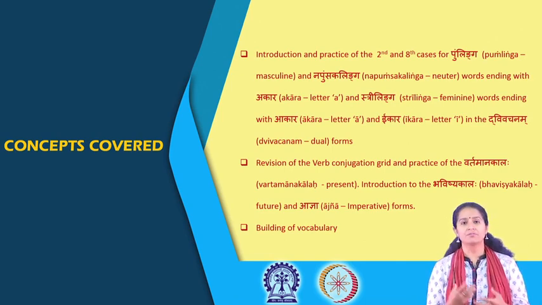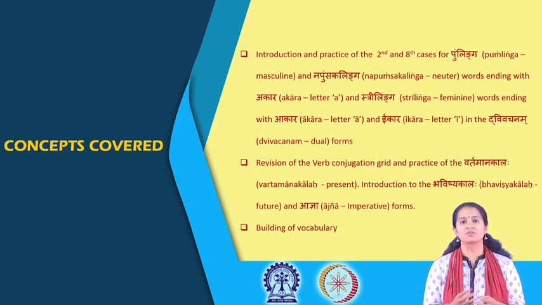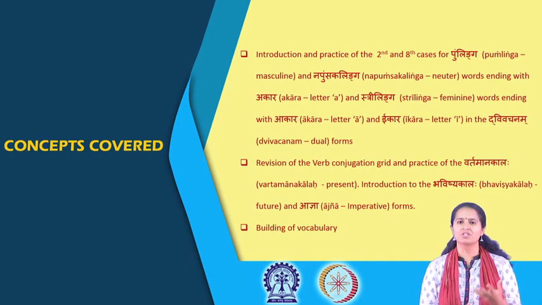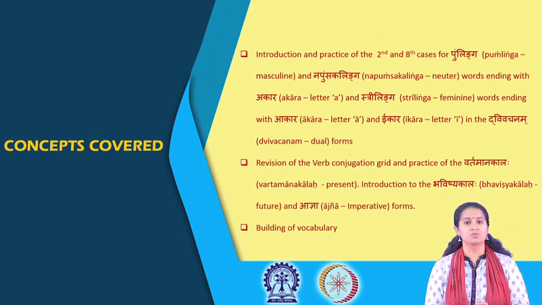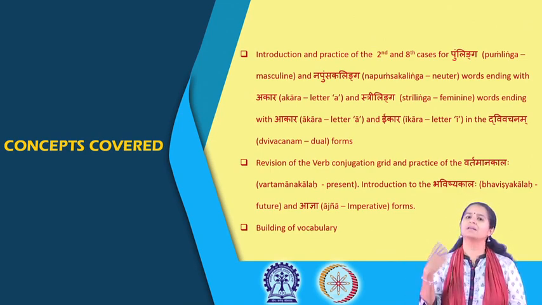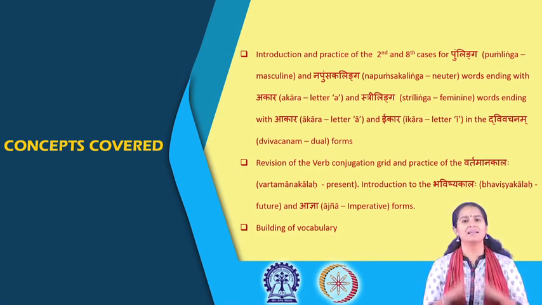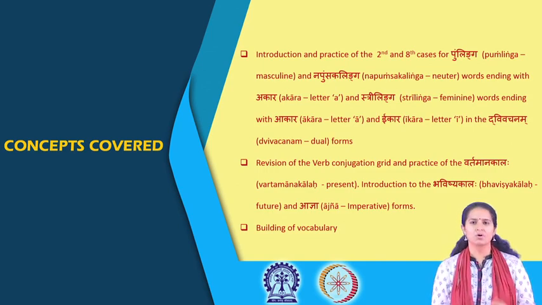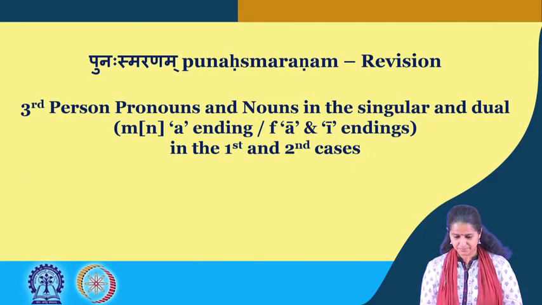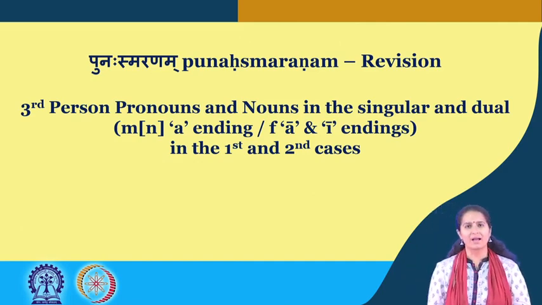We'll do a revision of the verb conjugation grid and a practice of the vartamana kala, and I will also introduce the bhavishya kala, which is in many ways related to the forms of the vartamana or the present tense. So the bhavishya kala being the future tense. And I will also take this opportunity to introduce you to the imperative or the ajna forms. We've been looking at it, but I will introduce the forms in the entire grid for the verb conjugation. Finally, we will also work on developing your vocabulary. So let's do a quick recap of what we have done this far.